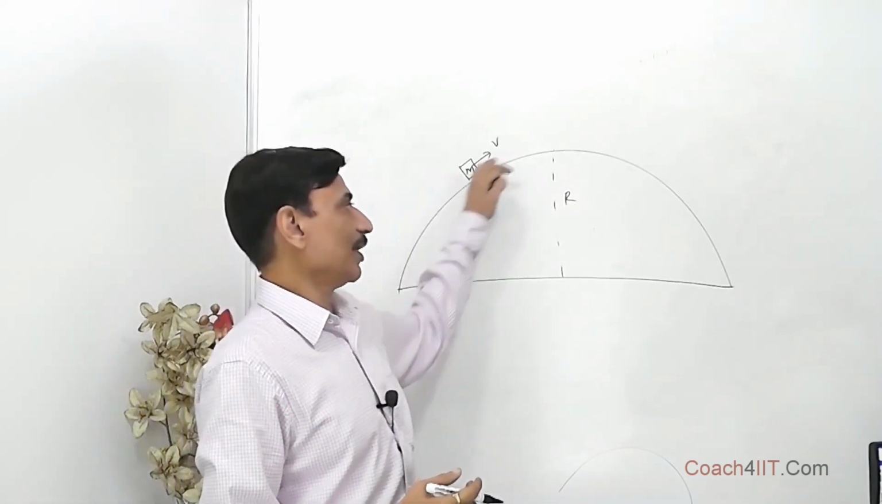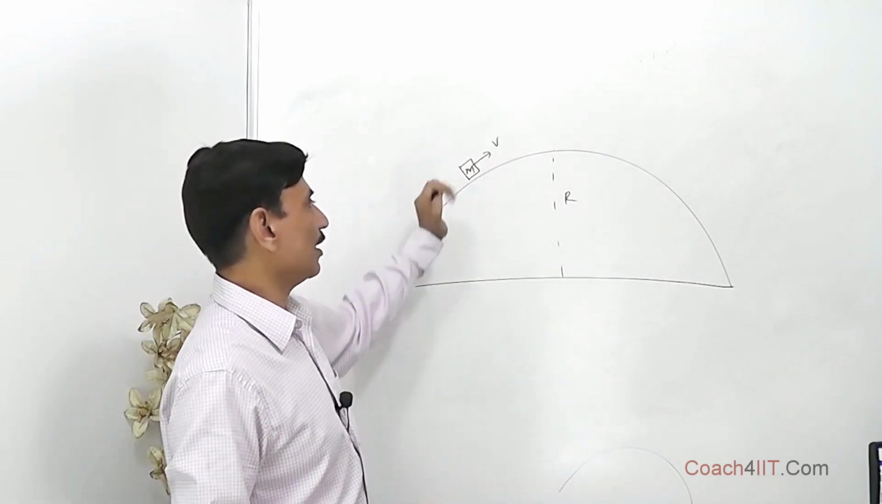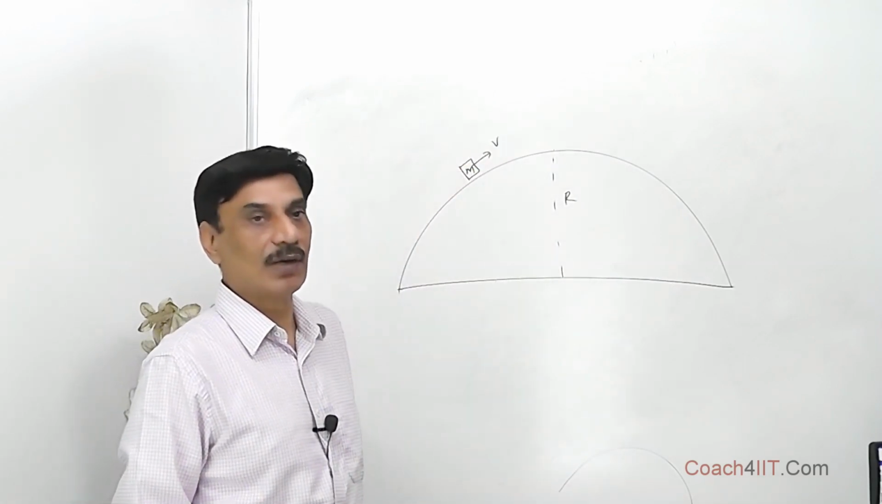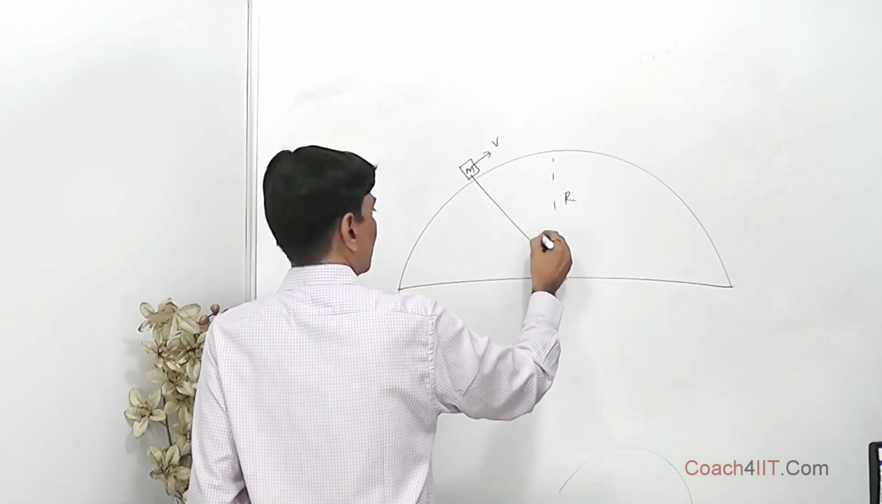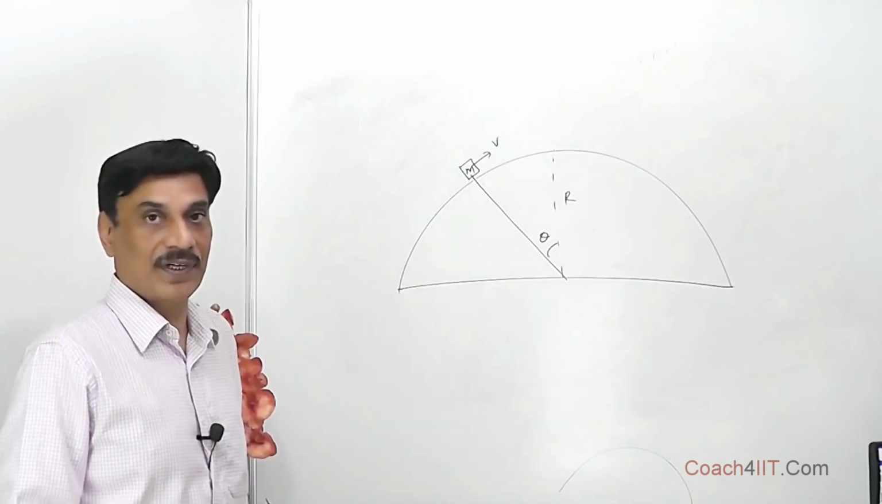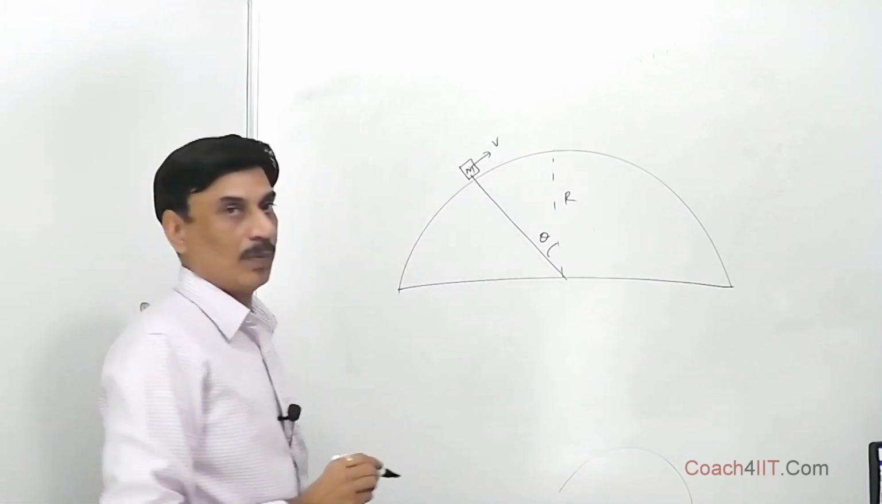Now we had once again a hemispherical surface, but it is like this, where the body right now has a speed or velocity v. At this angle theta, the radius is r of this circular surface. All the surfaces are frictionless, and right now we are asked what is the normal reaction.